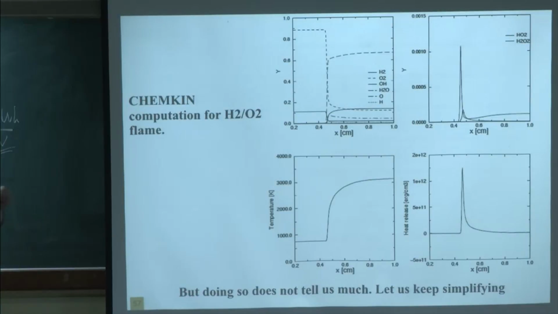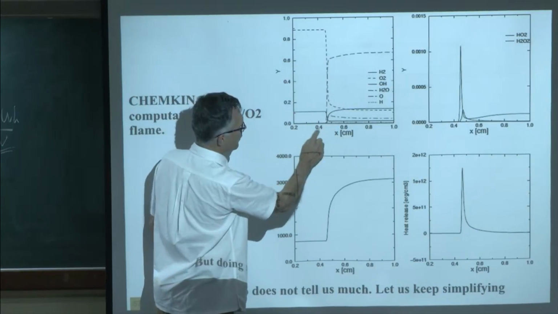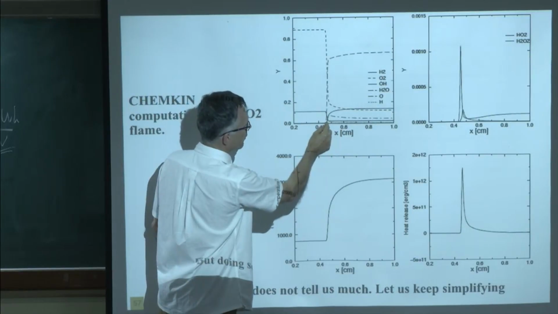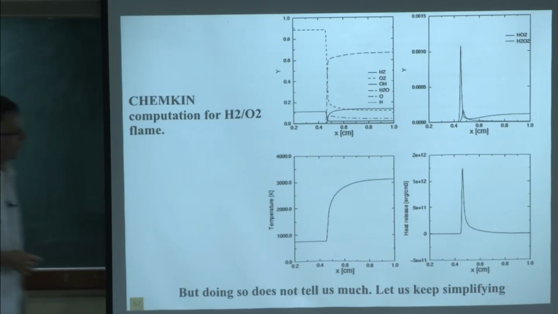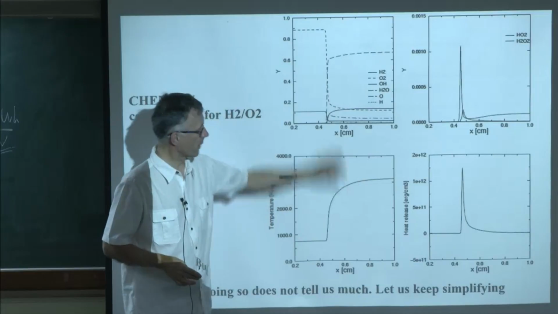You have here all the profiles of species. You can look also at the thickness of the flame. You see right away that from here to here, there are 0.2 centimeters. So here the flame thickness must be a few hundred microns maybe. And you see that temperature is evolving slowly, actually, compared to other species.